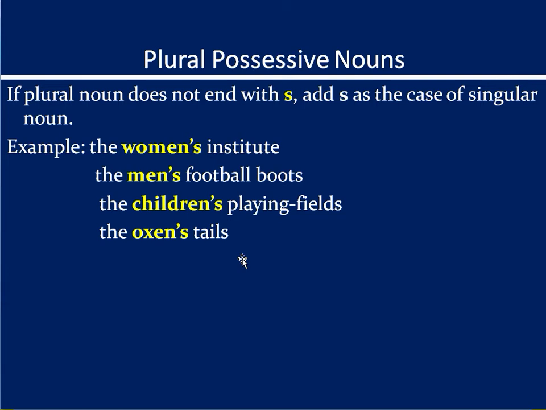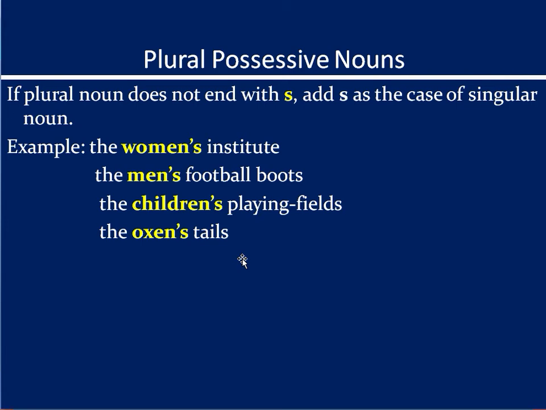Here are plural possessive nouns. There are different rules for how to use apostrophe s with different plural words. If a plural noun does not end with s, add apostrophe s as in the case of a singular noun. Remember children, when we make plurals, we add s with most nouns, but some nouns do not end with s.